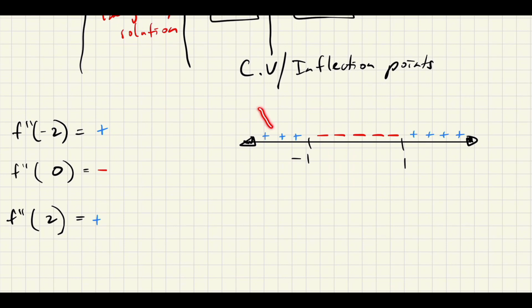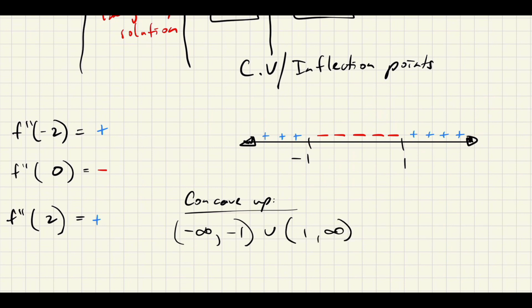So concave up before negative 1, concave down between negative 1 and 1, and then concave up back again. It's going to look like a W. The graph looks like a W kind of graph, and that's what the x to the fourth graph looked like. So we say concave up from negative infinity to negative 1, or 1 to positive infinity. Concave down from negative 1 to positive 1.